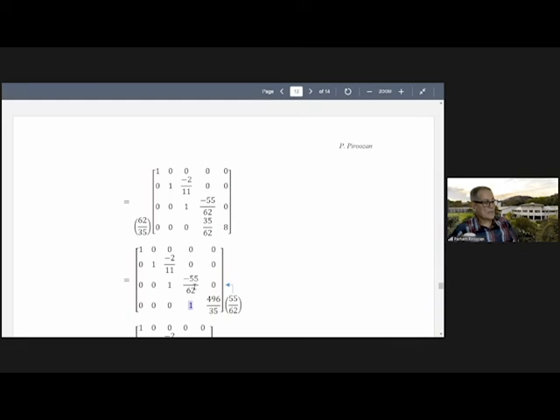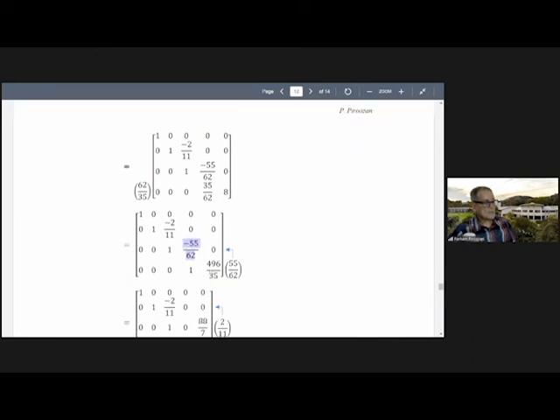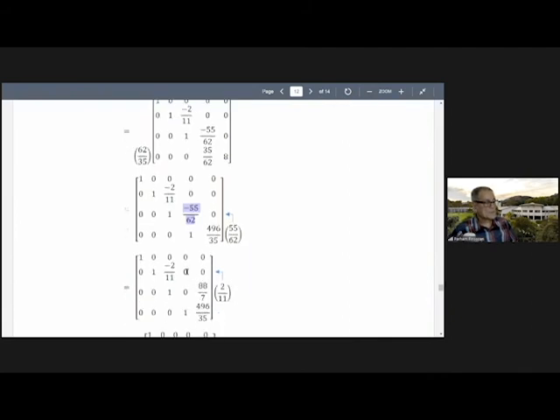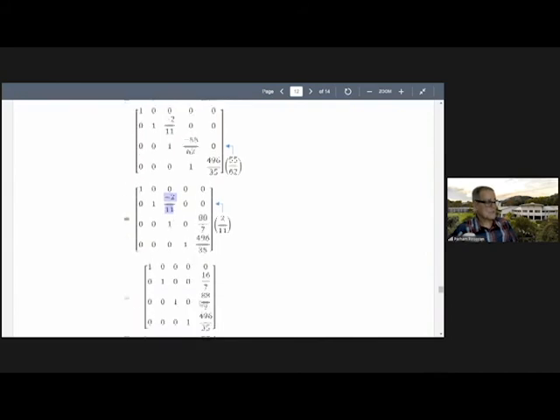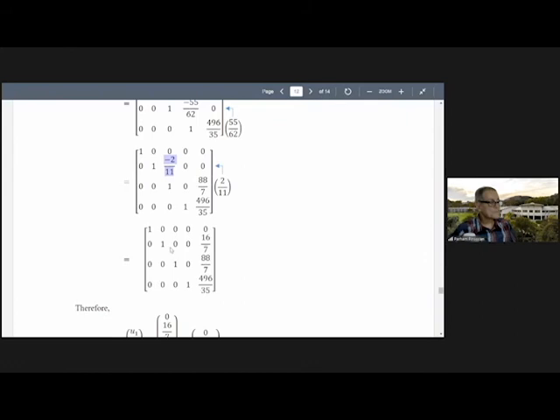Last step, next step is to make this one 0. I use this as a pivot element to make this one 0. Do this multiplied by 55 over 62, makes this one 0, and finally I want to make this one 0, so multiply this row by 2 over 11, add it to this one, makes this 0 here also. And then the rest is 0.